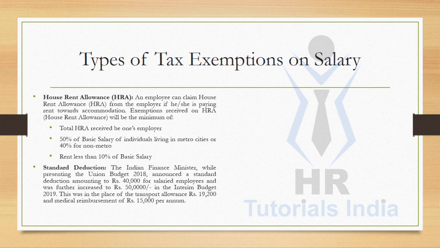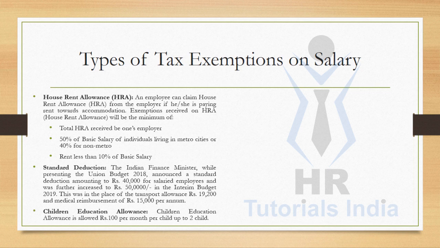Standard Deduction. The Indian Finance Minister, while presenting the Union Budget 2018, announced a standard deduction of Rs 40,000 for salaried employees, which was further increased to Rs 50,000 in the Interim Budget 2019. This was in place of transport allowance of Rs 19,200 and medical reimbursement of Rs 15,000 per annum. A standard deduction of 50,000 is straightaway tax exempted for employees. Earlier, the standard deduction was 40,000, but it was increased to 50,000 in Interim Budget 2019. Earlier, transport allowance and medical reimbursement were exempted, which is now replaced by the standard deduction.